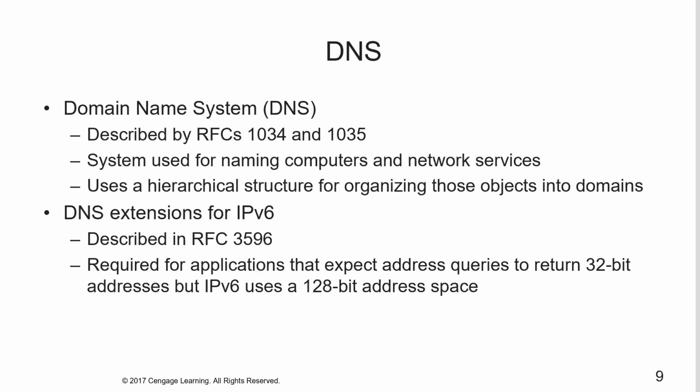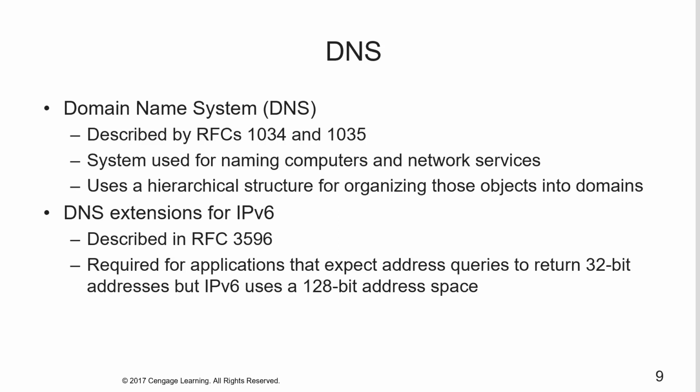More commonly known is DNS, the domain name system, described by RFCs 1034 and 1035. It's a system used for naming computers and network services using a hierarchical structure for organizing those objects into domains. RFC 3596 describes the DNS extensions for IPv6. DNS and IPv6 extensions for DNS are talked about later on when we look at name resolution in IPv4 networks and name resolution in IPv6 networks.